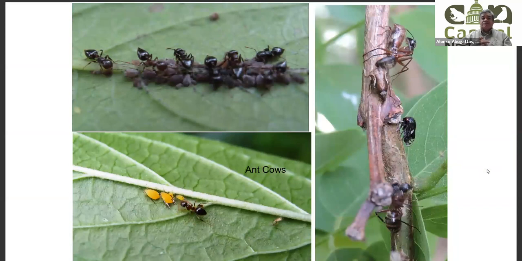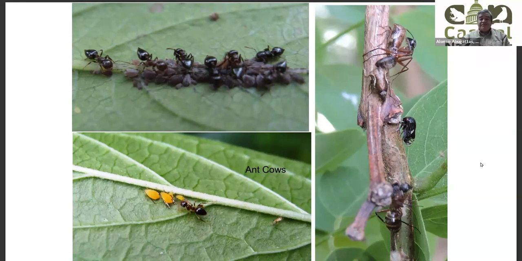So ants do something very similar. They protect different things. They farm certain things. The ants are so important. I mean, it's the little things that run the world, right? I forgot the name of the scientist who passed away, who of course studied ants for so long. But regardless, one of the interesting things to mention is ant cows.